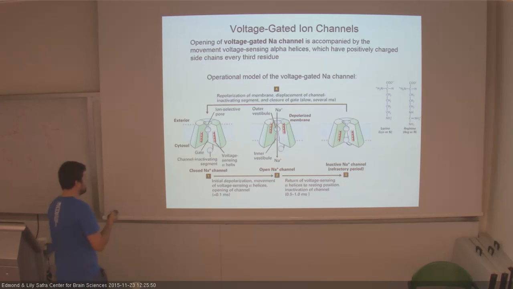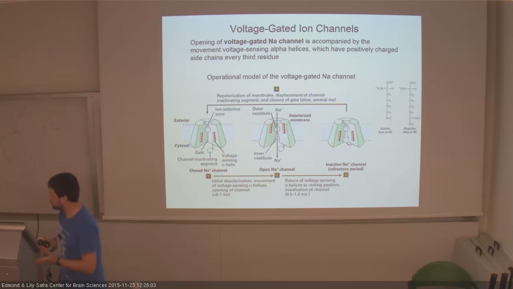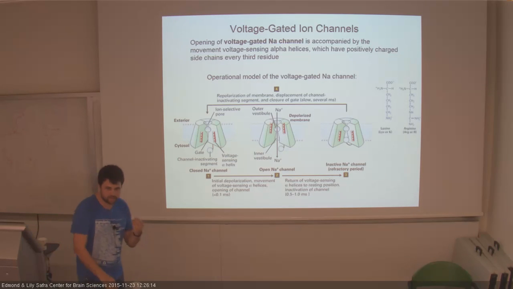And this is also one of the reasons that the maximum firing frequency that neurons can achieve is around 300 hertz. In general, the fastest neuron is 300 hertz, so it can fire an action potential at that rate. These 3 milliseconds that pass from this state to this state are one of the determinants of this frequency.